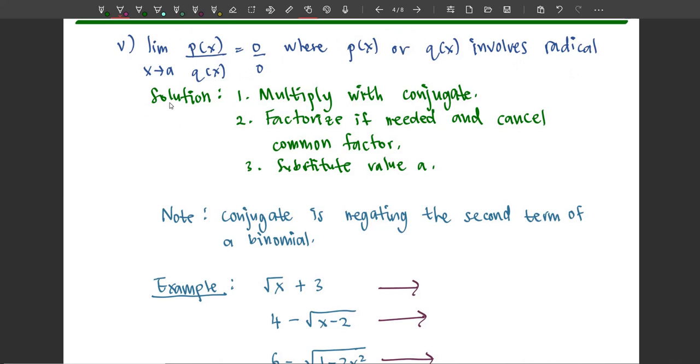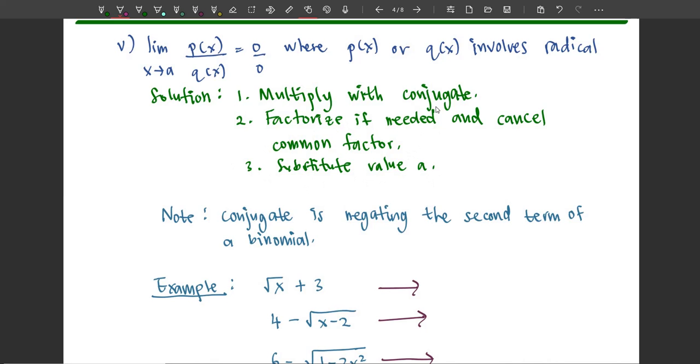What we need to do is, first, we need to multiply the whole equation here with the conjugate. And then we need to factorize if needed and cancel the common factor. Then only you can substitute the value of a.